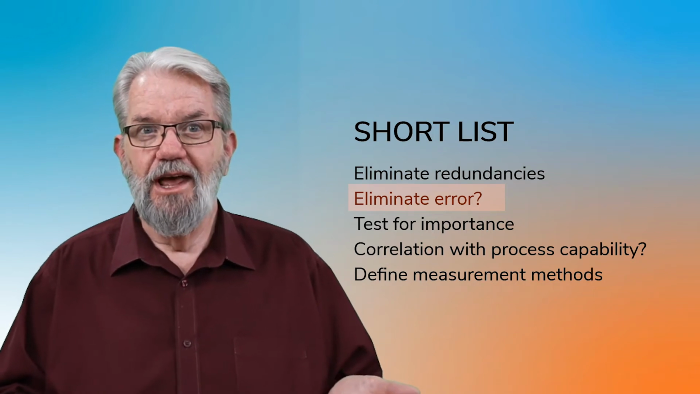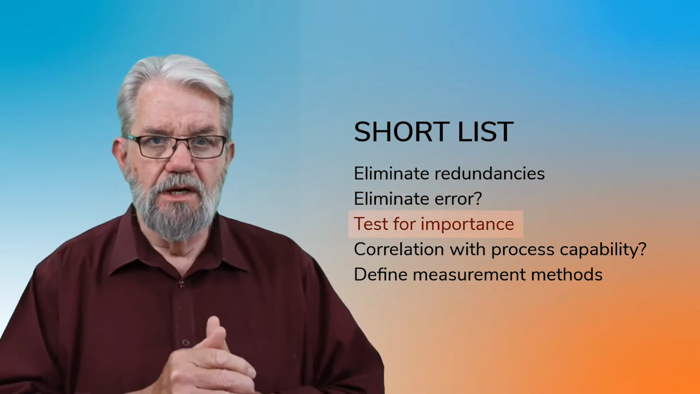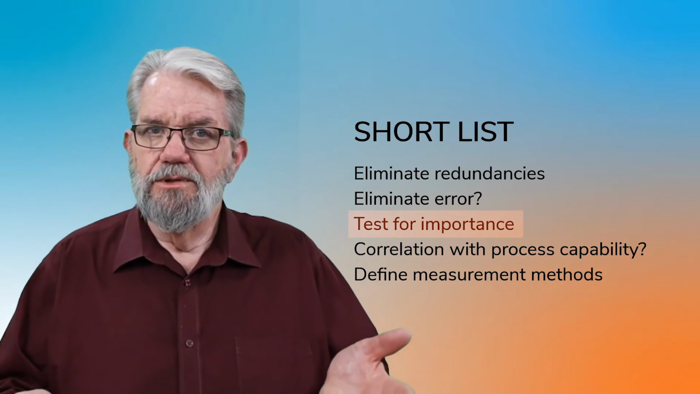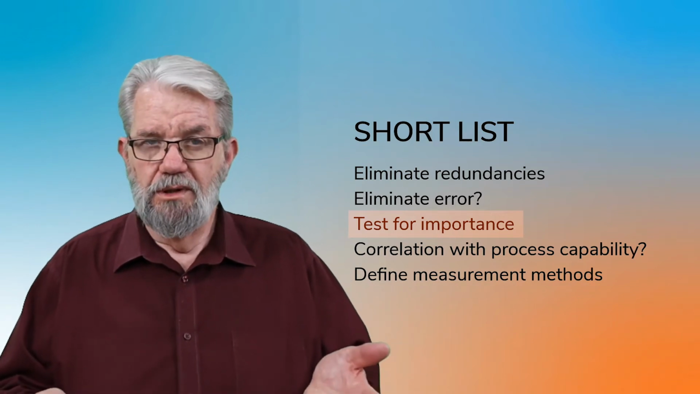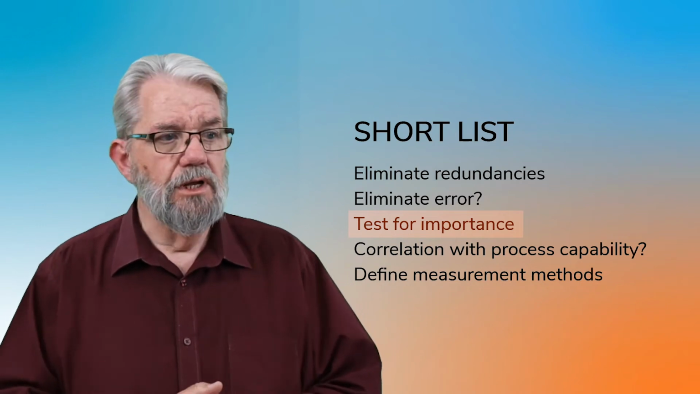We'd rather be good at not having it go wrong in the first place. And then test for importance. So here's something we might measure for sure about the process, but is it important enough to stay on the list? And to whom is it important? And why is it important? Let's really put it through its paces and say, let's prove that you should stay on the list.